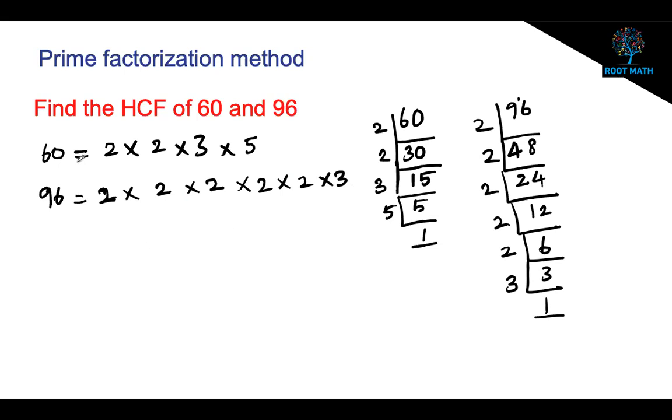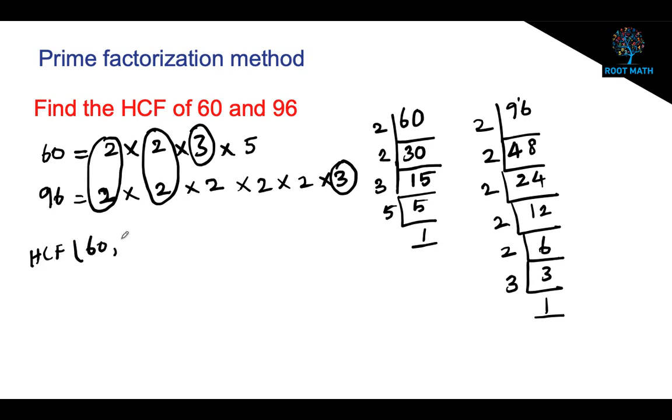Okay. Now we'll check the common factors. Here you can see the 2 is common. Again, one more 2 is common. At the same time, this 3 and this 3 are common. So we'll write the HCF of 60 and 96, which is equal to 2, from this pair 1, 2. And again, from this pair, one more 2. And from 3 and 3, 1 3. So 2 2s are 4, 4 3s are 12. 12 is the highest common factor for 60 and 96.